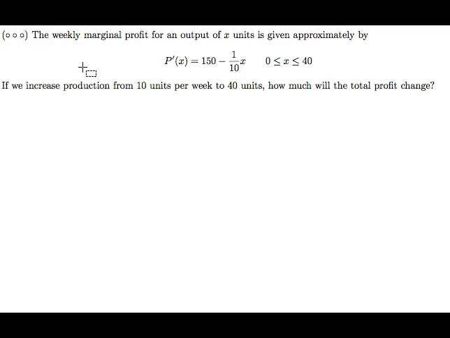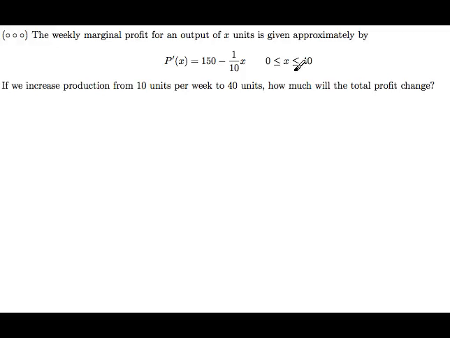In this problem, we're told that the marginal profit for an output of x units is given approximately by the function p prime equals 150 minus 1/10 x. And then it appears that they're going to increase production from 10 units per week to 40 units per week, and we're looking to find how much the total profit would change.